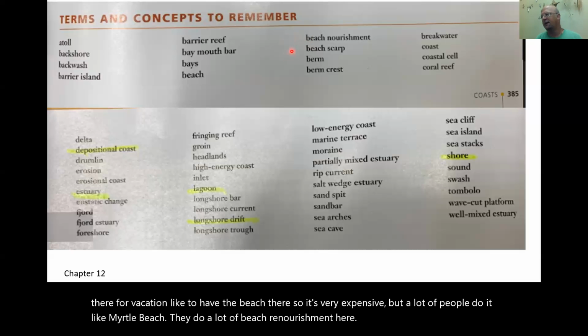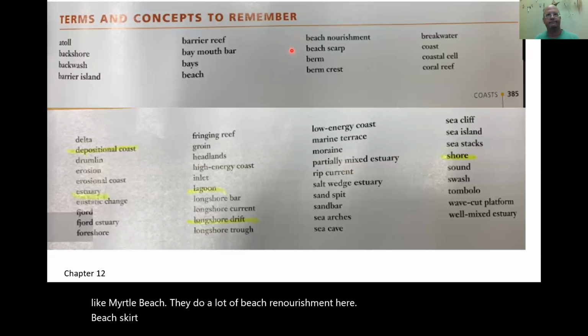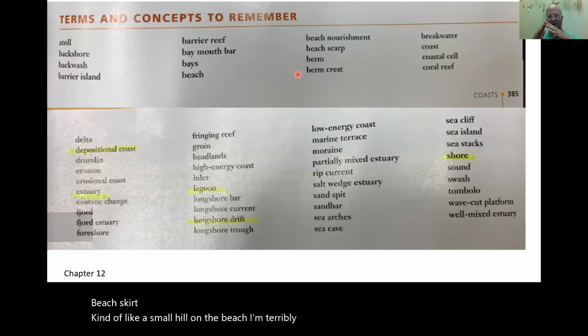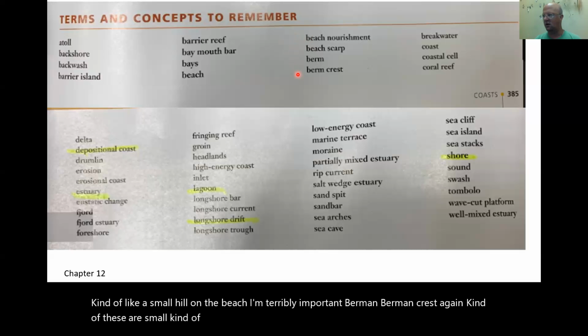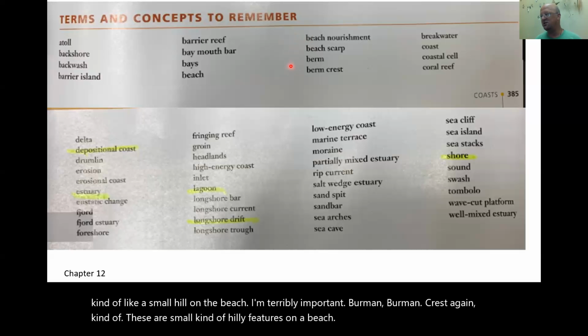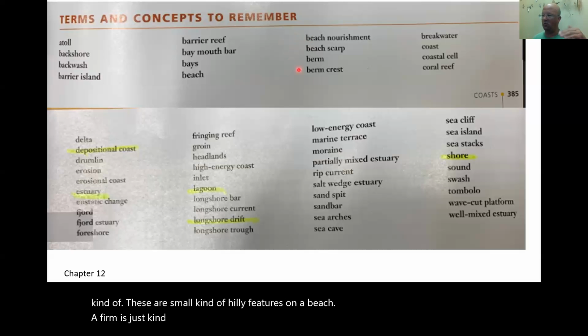Beach scarp is kind of like a small hill on the beach, not terribly important. Berm and berm crest are also small hilly features on a beach. A berm is kind of the top of the hill, right? The berm crest, the top of the hill, not terribly important.